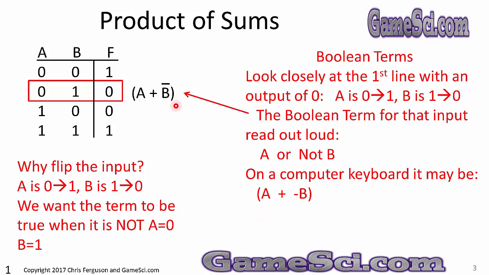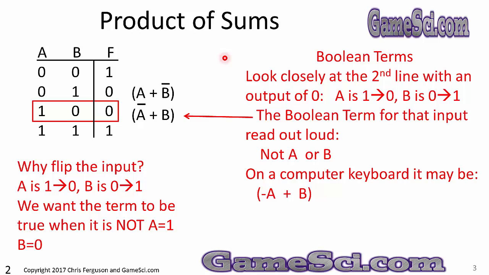Now, why are we flipping the input? A is 0, and we change it to a 1 and make it just plain old A. B is 1, and we change it to 0 and make it not B. We want the term to be true when it's not A equals 0 and B equals 1. We're doing the opposite. We're saying if it's not this line, we want to output a 1.